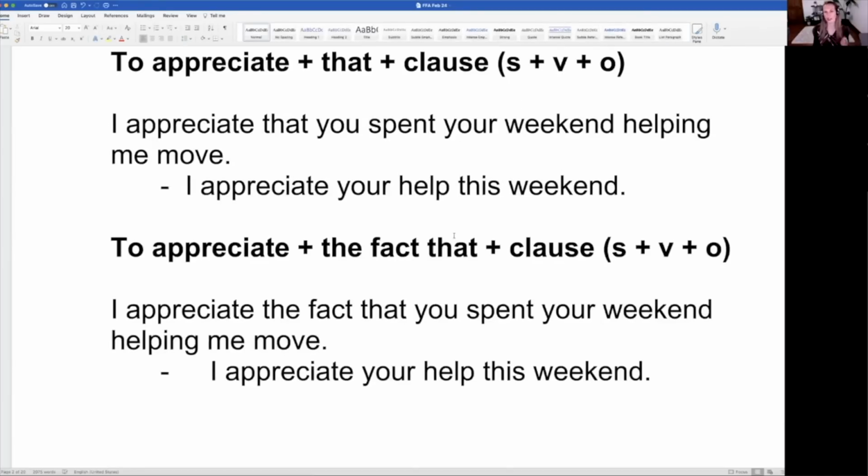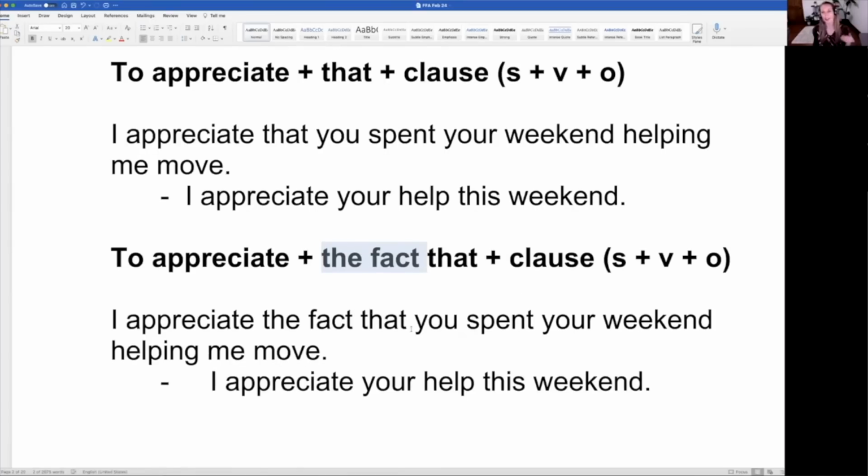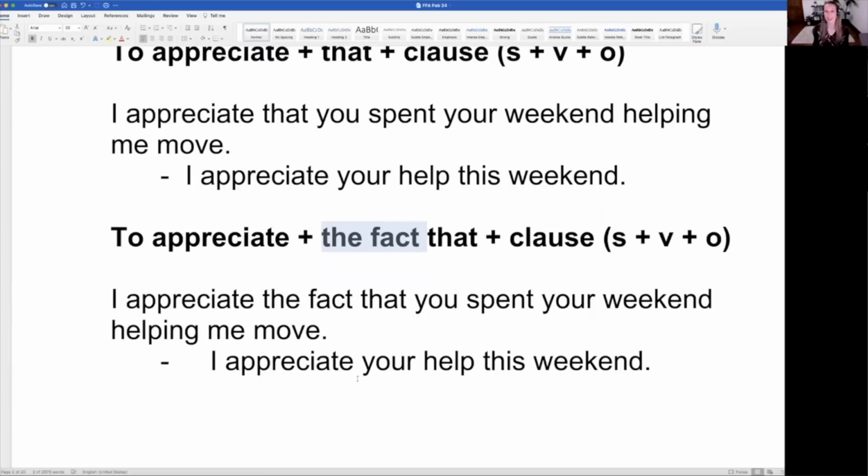So another sentence structure is we're just going to add the two words, the fact. When we do this, the meaning does not change between this one, I appreciate that and clause. When we add the fact, to me, it sounds more emphasized, making it a little bit more dramatic, stronger. I appreciate the fact that you spent your weekend helping me move. Again, just emphasizing it. Again, we can just simply say, I appreciate something, your help this weekend.